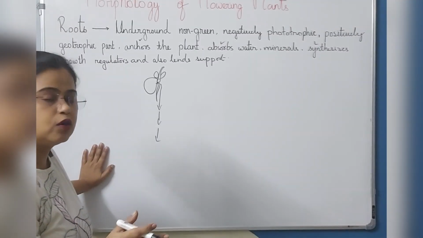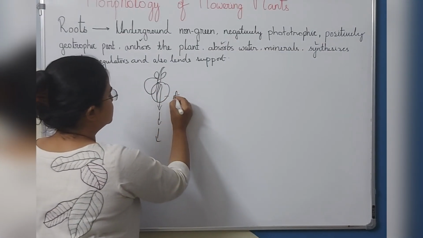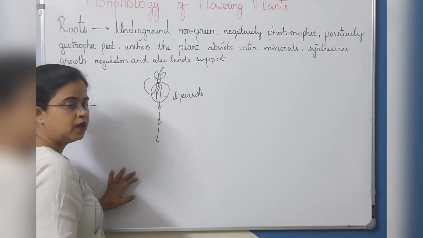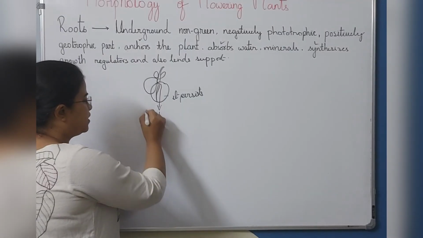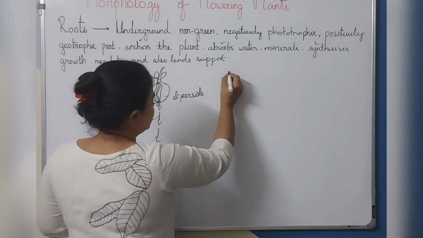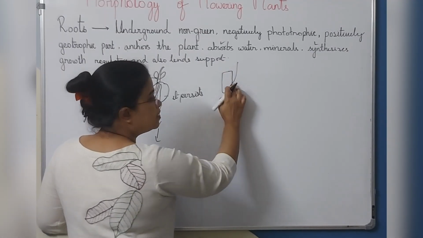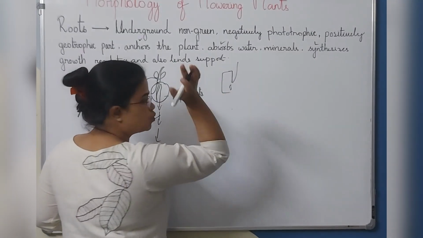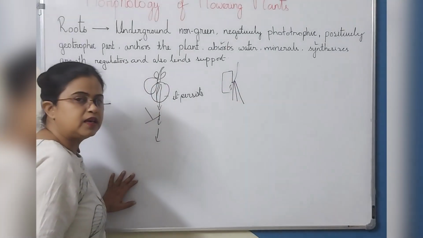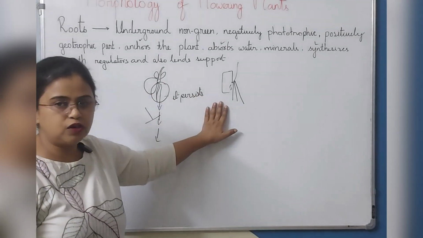In dicotyledons, this first formed root persists, and then it gives rise to secondary and tertiary roots. And in some plants, in monocots, what happens? The root comes out of the radical, but then it dies very soon. Then thin fiber-like roots come out from the base of the stem. The first one is called taproot, and this is called fibrous root.